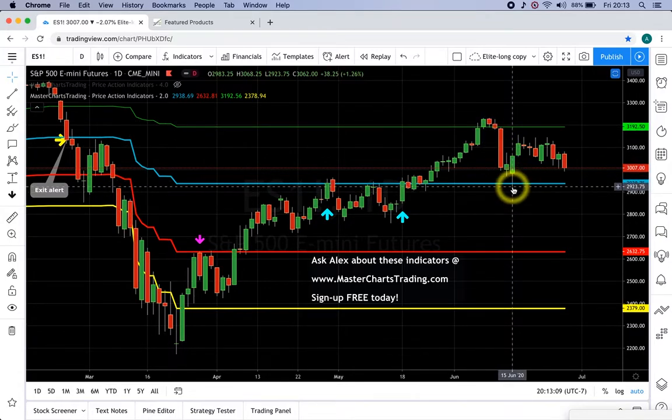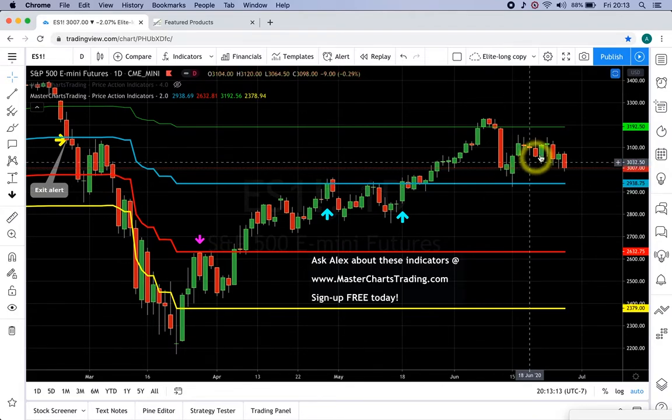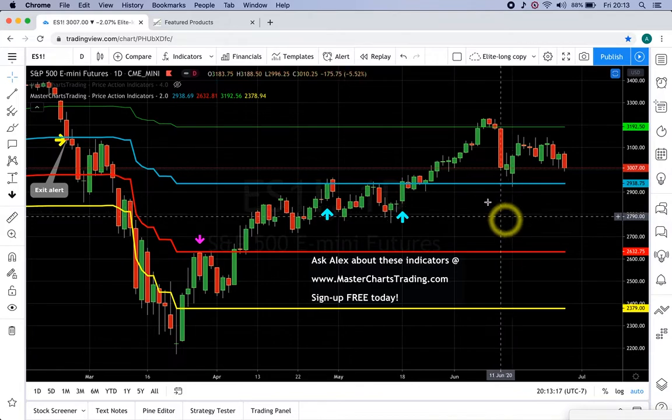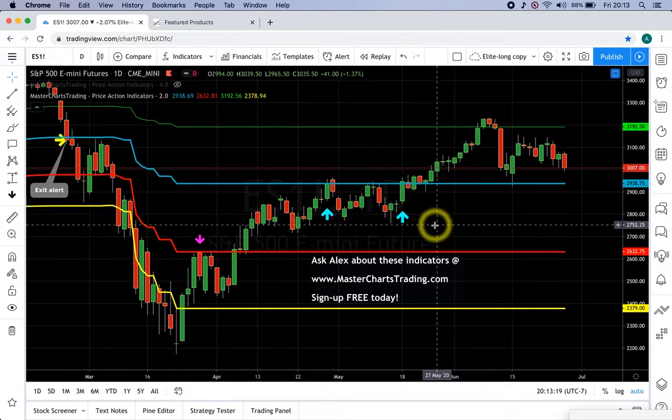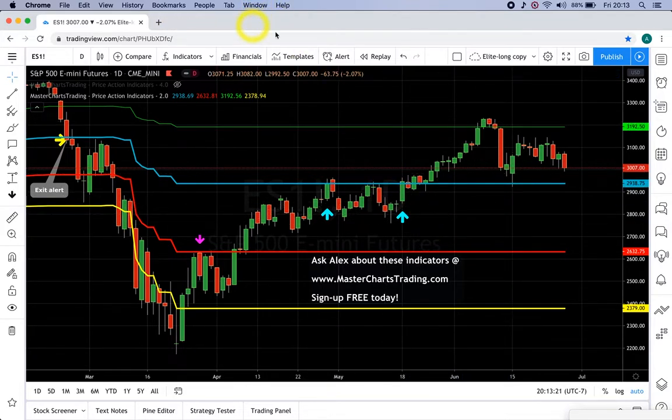Another opportunity right there on the 15th of June to buy, not to short. So we're only looking to buy right now because I think the stock market is in an uptrend. So we are looking for opportunities on the upside.